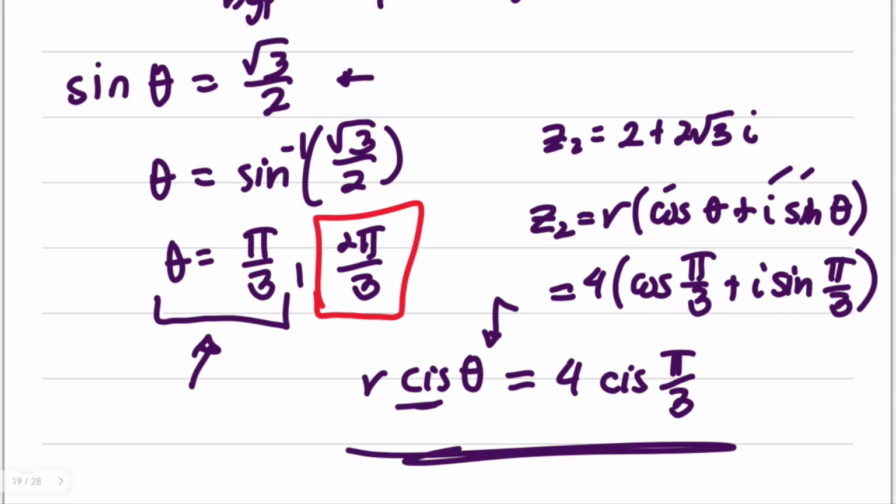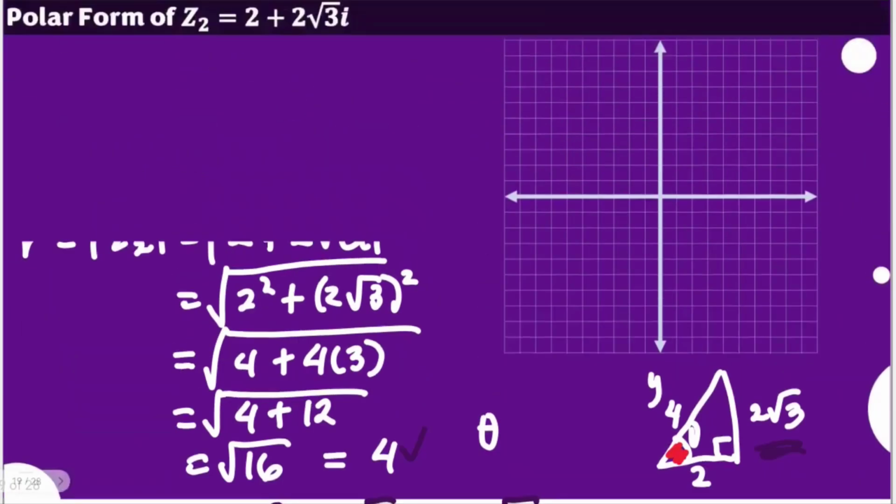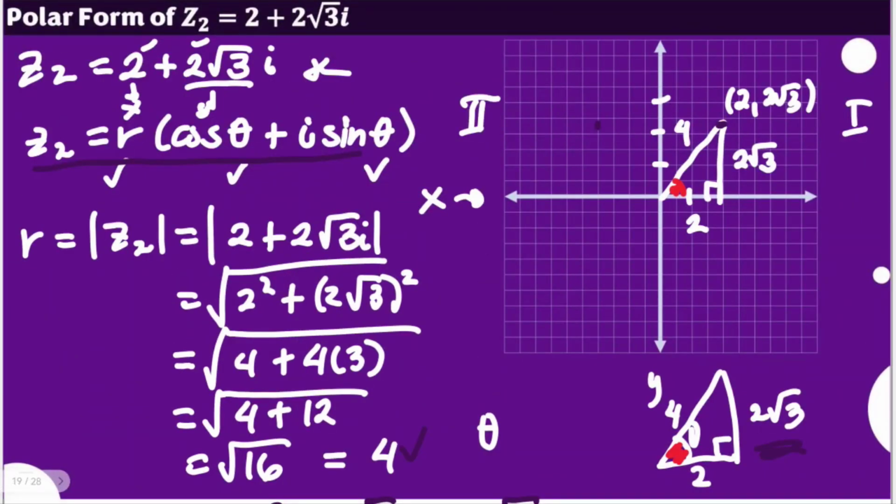This is how we write the polar form of the given complex number, and at the same time, this is an illustration of an exact special angle in radian measure for the theta.